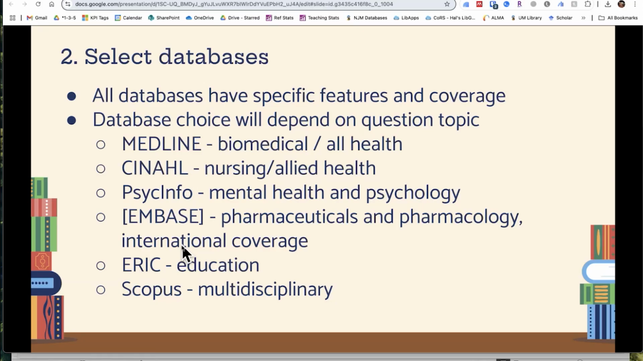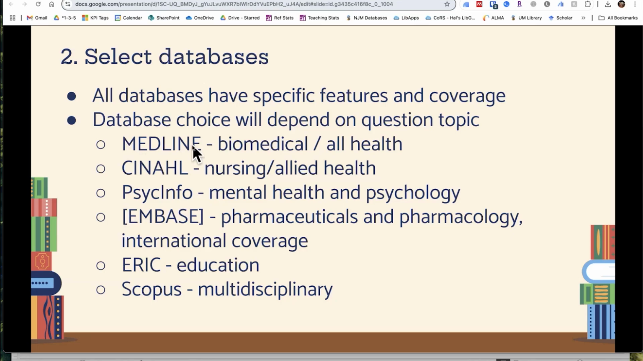So I mentioned before, databases have different features and coverage. I've listed some of the main ones here. I looked at your institution just to make sure that you had the ones that I was going to talk about. The only one I didn't see there was Embase, so I put that in the square brackets, but maybe I just missed it.